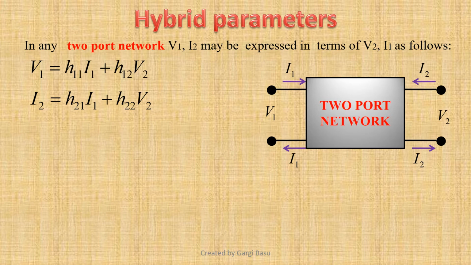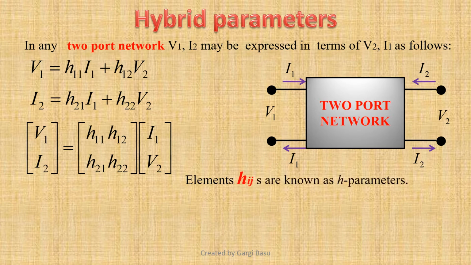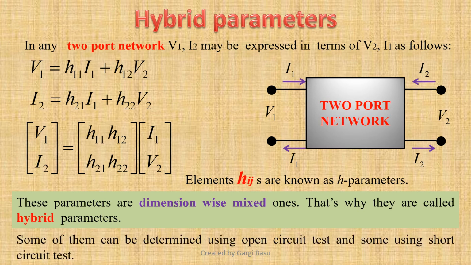These two equations may be written in matrix form as follows. Matrix of V1, I2 equals matrix of H11, H12, H21, H22 times matrix of I1, V2. The elements H11, H12, H21, H22 are known as H parameters. They have mixed type dimensions, that is why they are called hybrid parameters. Some of them are determined by open circuit test and some of them are measured by short circuit test.